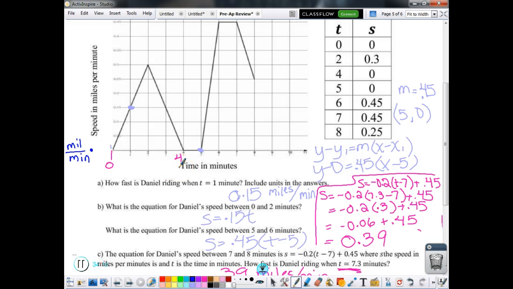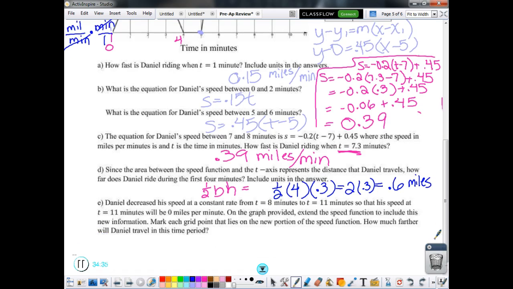What does 4 stand for? Minutes, right? The minutes cancel out, right? So I should end up with miles. That's why when you multiply speed times time, it gives you the distance. So 0.6 miles. Okay? That makes sense? Here, all you're doing is finding the area of that triangle and then adding miles to the end of it.